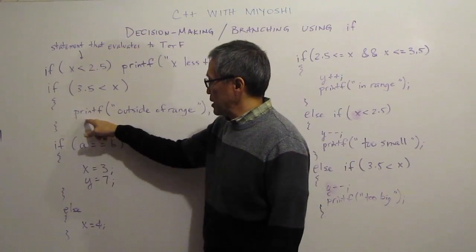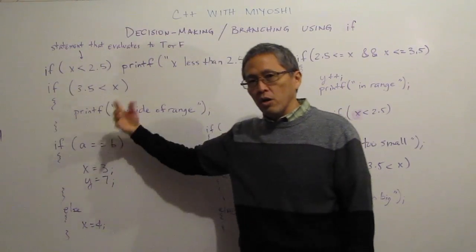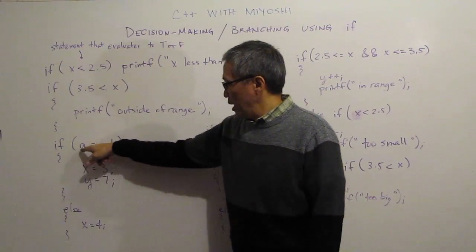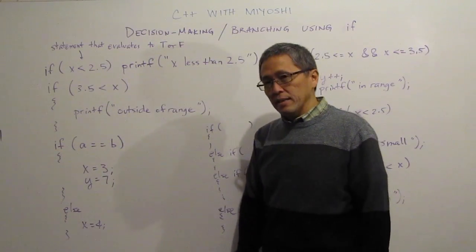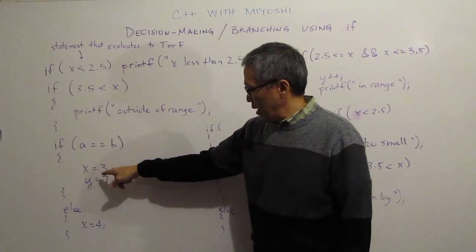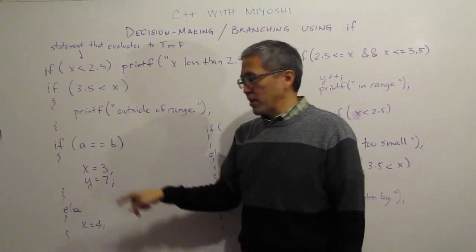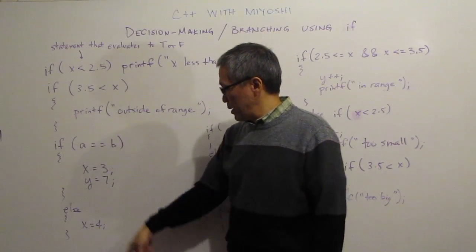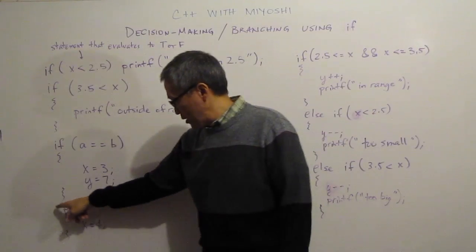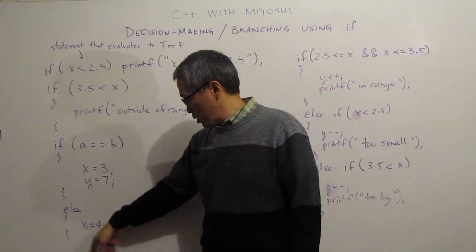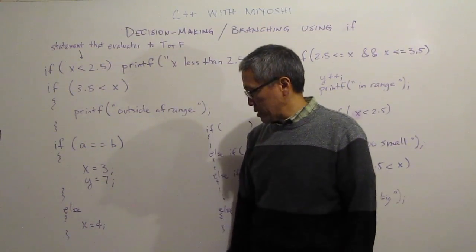Again, if there were more statements inside these curly braces, it would do all those statements, and that's what this last one here shows. So I have if a is equal to b, and those would be some variables that we declared up there somewhere. Then we're going to assign x the value of 3 and assign the value of 7 to y. If a is not equal to b, the flip side of that, we have this else. Else says if that's not true, then this is true. Then we're going to do x is 4.